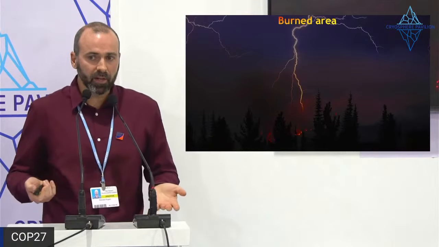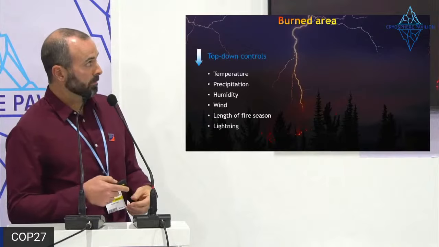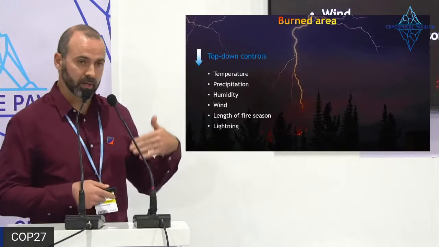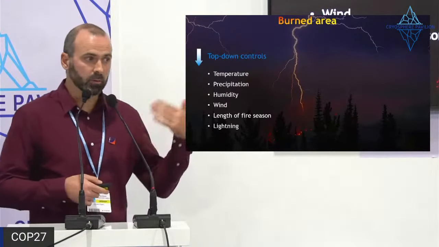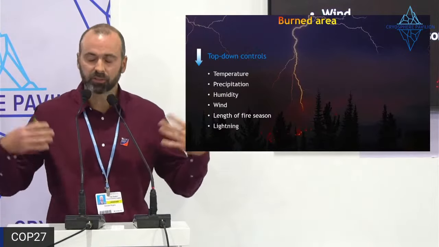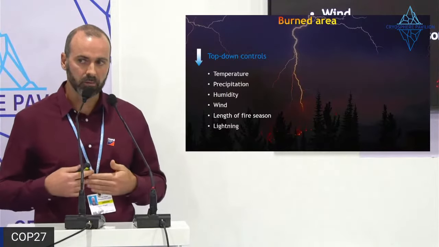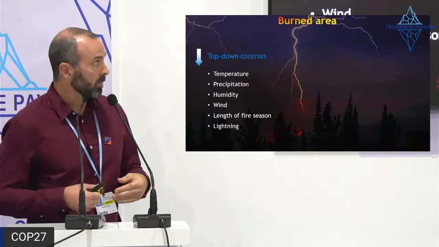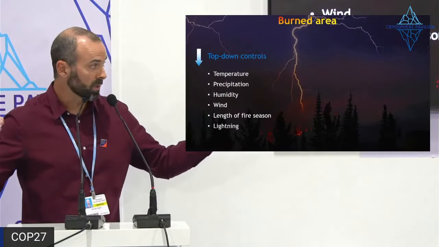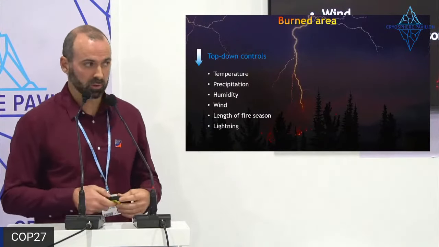So what actually affects wildfire? What is driving wildfire in these permafrost regions? The top-down controls are things like temperature, precipitation, humidity, and wind. These govern the fuels, vegetation and soil, things that would burn. How dry are those fuels? They also affect fire behavior: how likely is it to spread across the landscape? Climate is also affecting the length of the fire season, the amount of time we have for fires to burn. It's also affecting lightning ignitions. With more energy in the atmosphere, we're seeing more lightning ignitions.